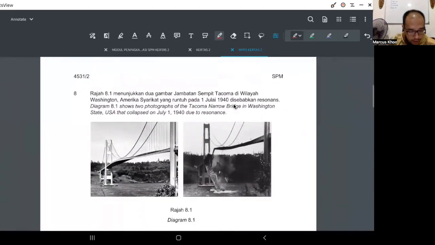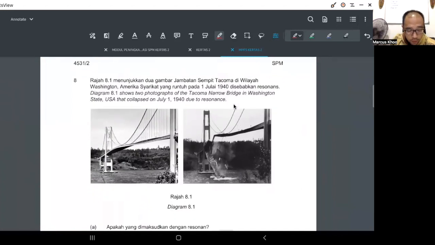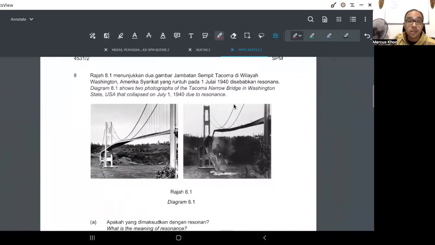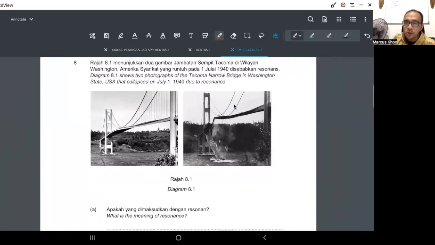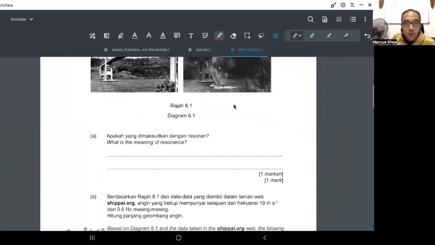Okay, question number 8. Diagram 8.1 shows two photographs of the Tacoma Narrows Bridge in Washington State, USA, that collapsed on July 1st, 1940 due to resonance. Wow, I think I've shown you this video before, have I? Okay, so what is the meaning of resonance? There are a few components to resonance that we need to talk about. The most important thing is the words natural frequency must be there, and then of course maximum amplitude. These two must be there: natural frequency and maximum amplitude.